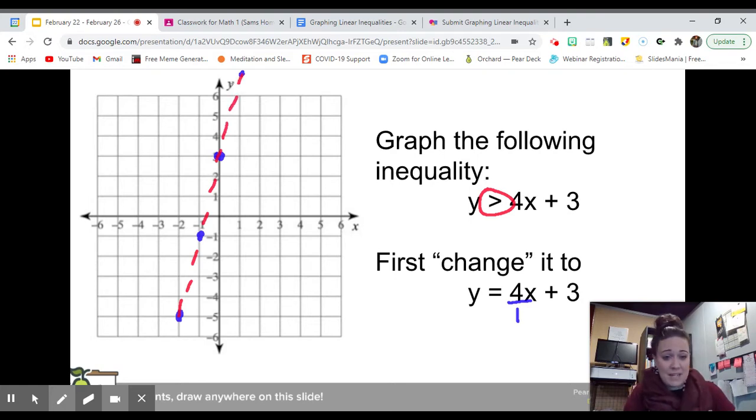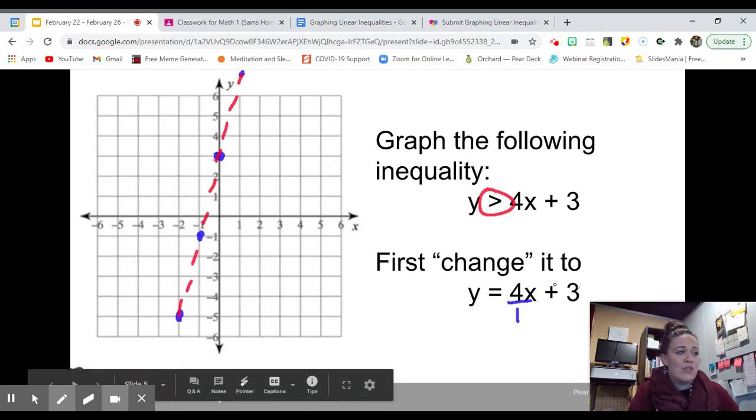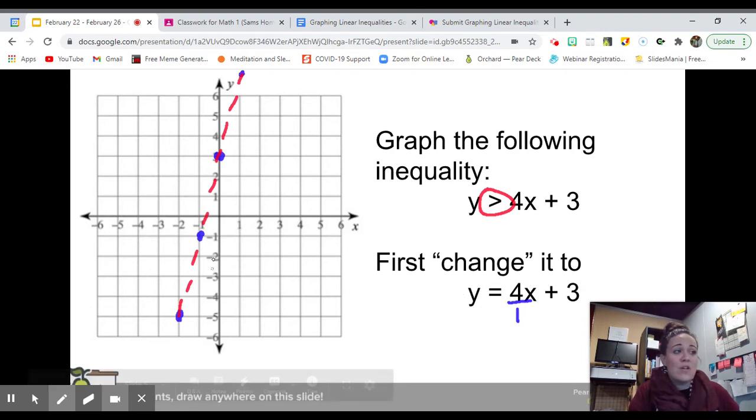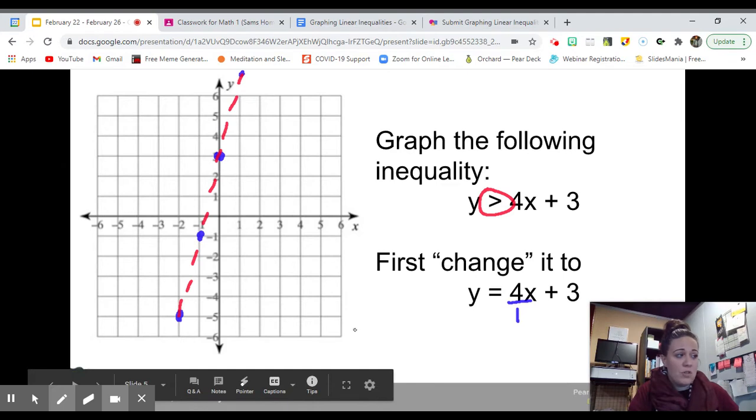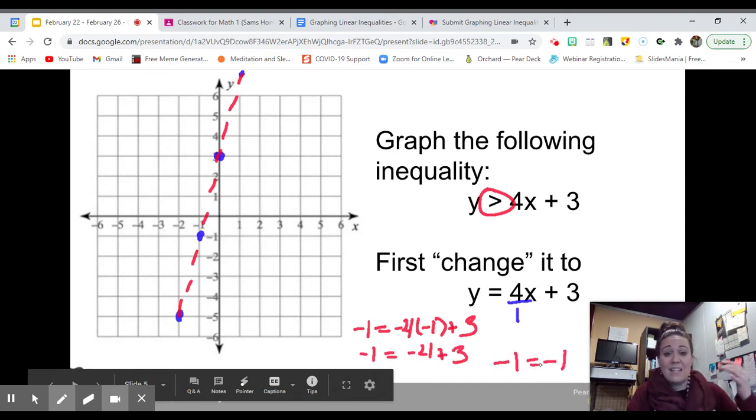And then the next step is, it is an inequality. So we're used to every single point on this line being a solution to the particular equation. For example, if I was to plug in negative 1, it would be true. So let me just show you. So negative 1 is equal to negative 4 times negative 1 plus 3. So is negative 1 equal to negative 4 plus 3? Negative 1 is, in fact, equal to negative 1. So see how that is true, like it equals each other.